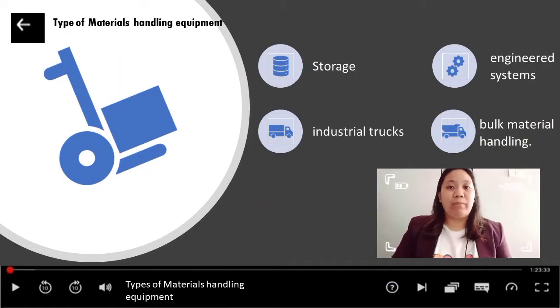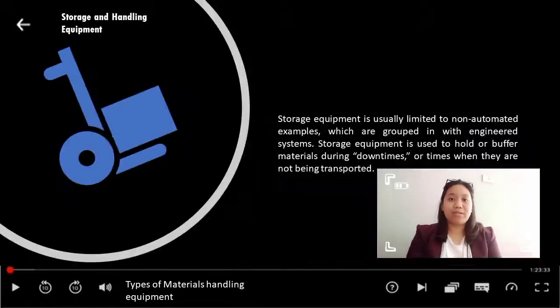Materials handling equipment is any tool used to aid in the movement, protection, storage, and control of materials. And it can be broken down into 4 categories. Each category has a wide variety of equipment used to safely move heavy materials easier. So first is the storage handling equipment. It is usually limited to non-automated equipment, and it is used to store or hold materials while they wait to be transported from the manufacturer to their final destination.